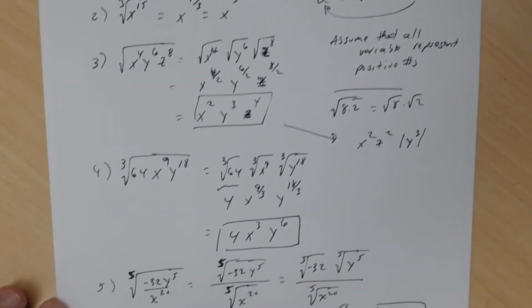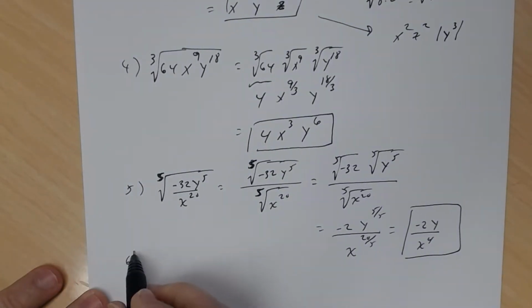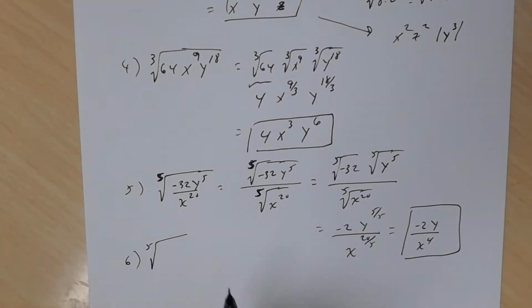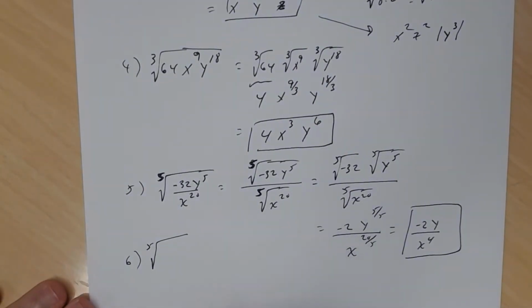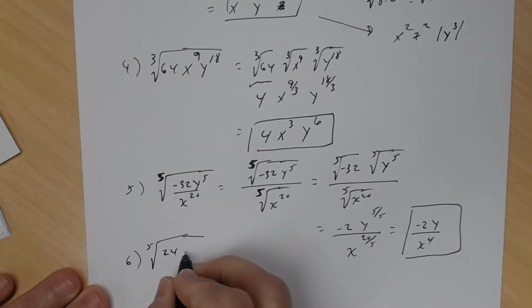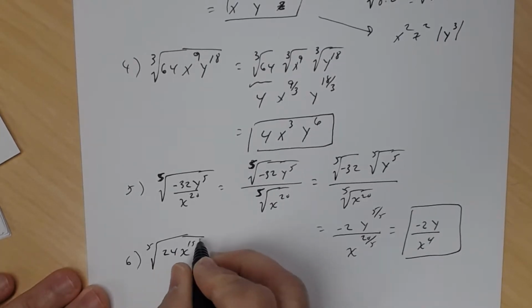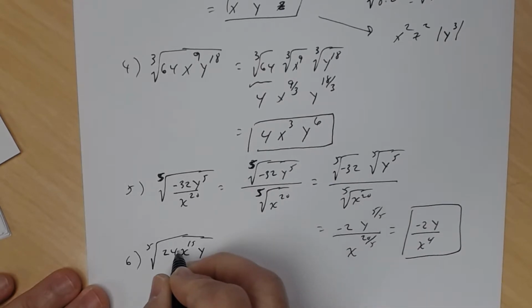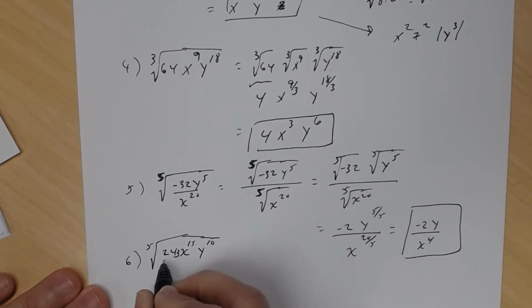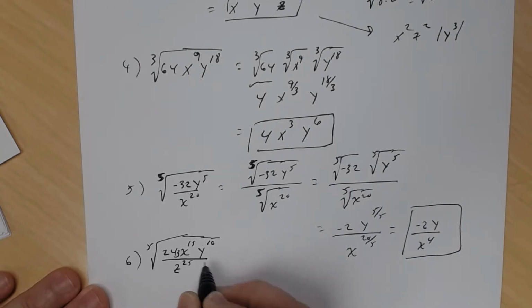You should be able to do this. So just real quickly, let's do one more before we stop this lesson. Suppose I had the fifth root of, let's say, 243 x to the 15th power y to the 10th divided by, and let's say this was z to the 25th.